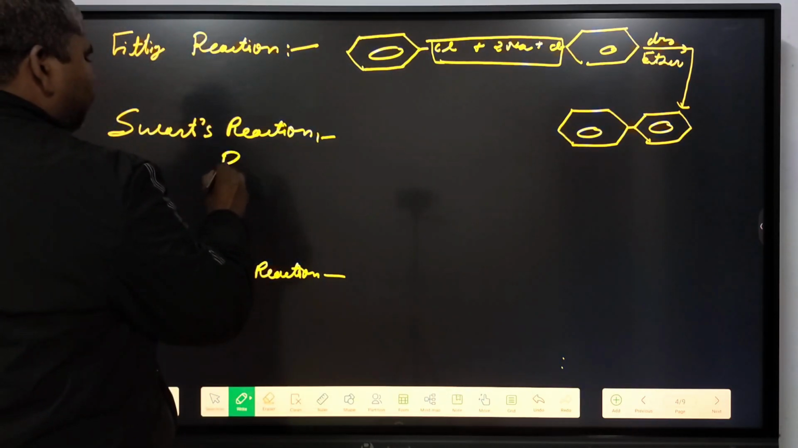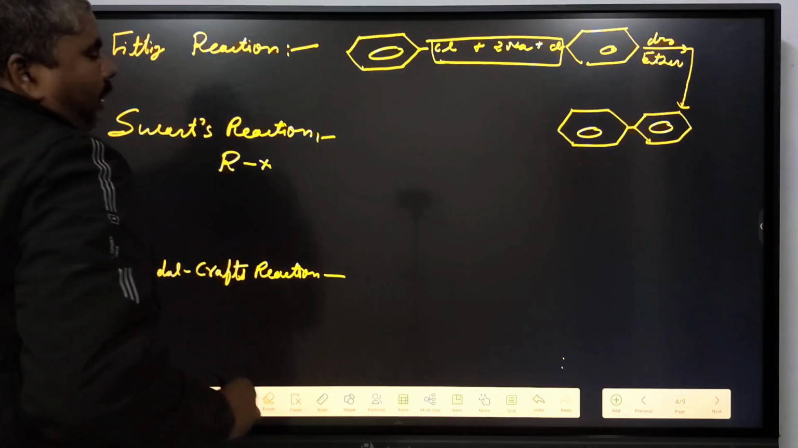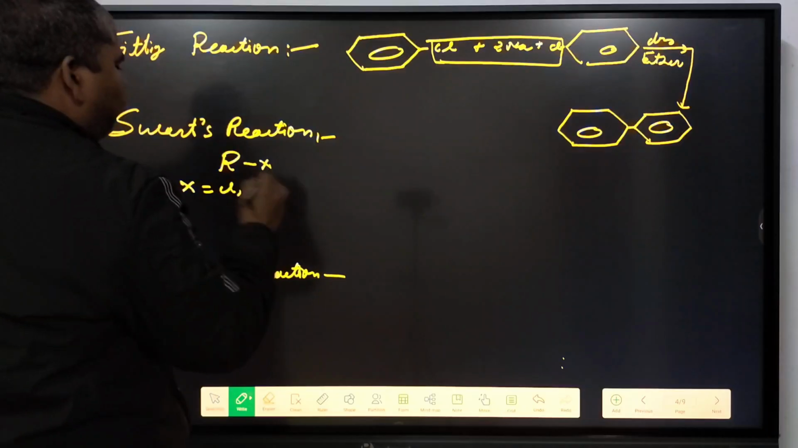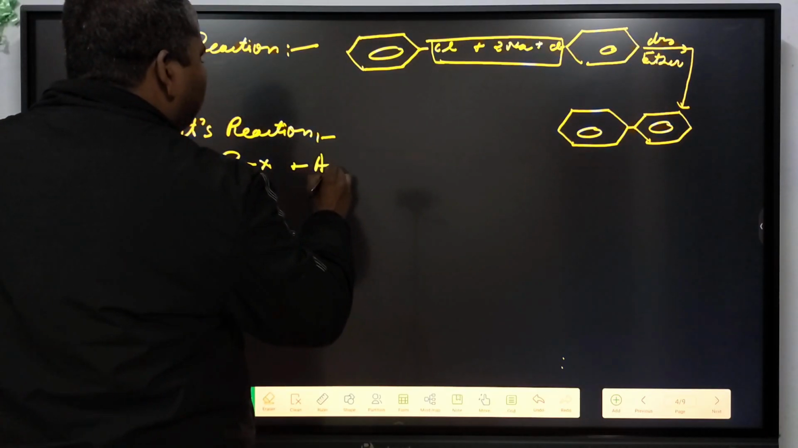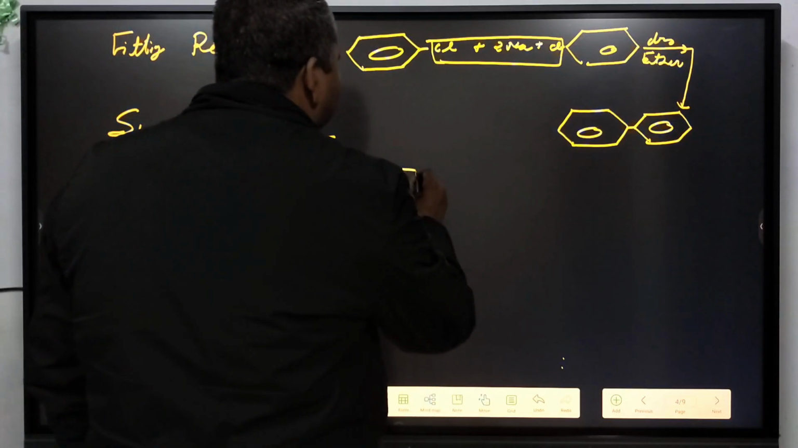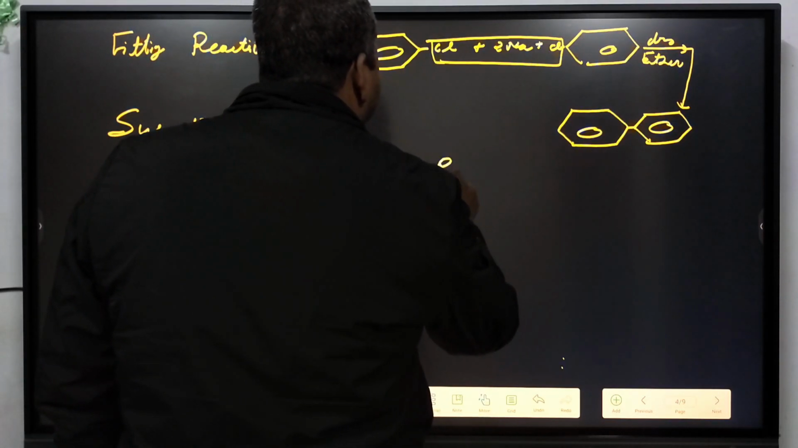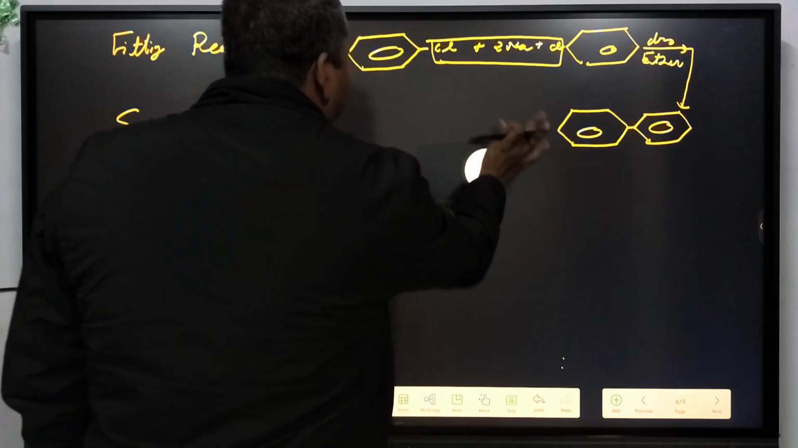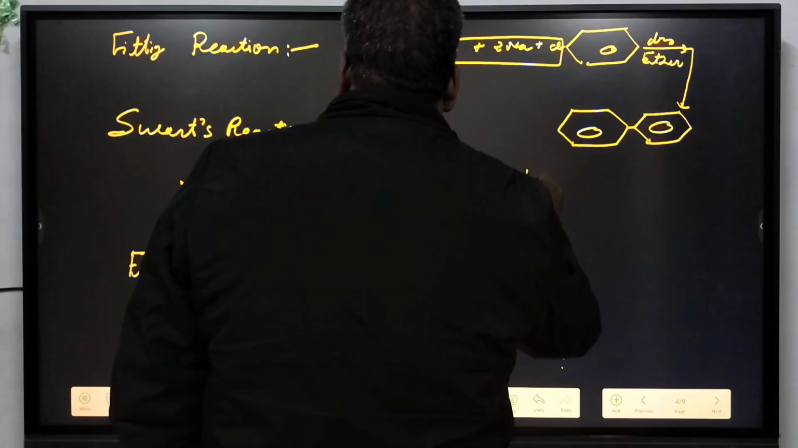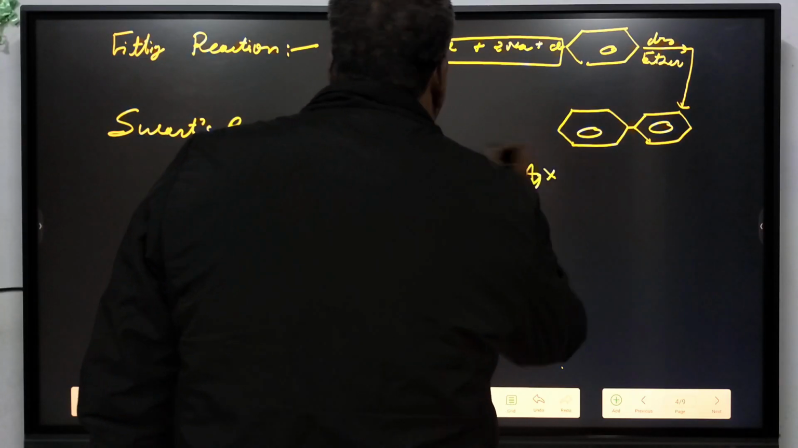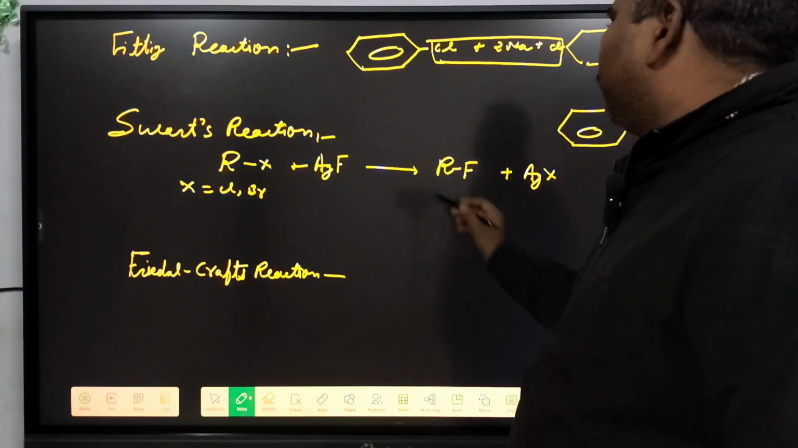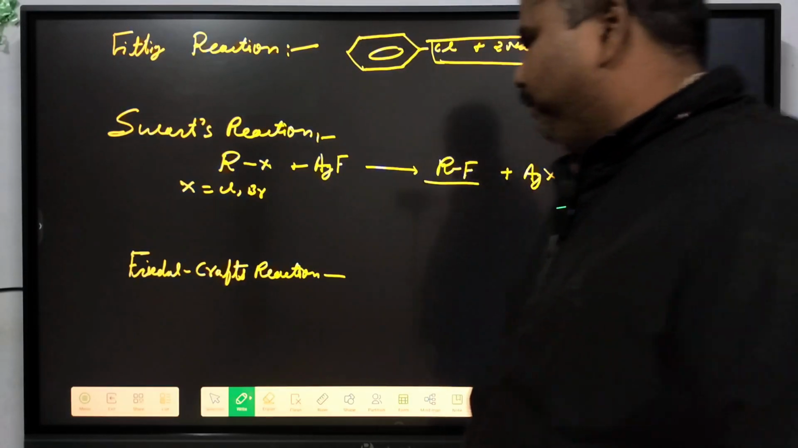Like this, haloalkane RX, where X represents chloro and bromo, with AgF, silver fluoride, gives alkyl fluoride plus AgX. The Swarts reaction is the only reaction which is used for the formation of alkyl fluoride.